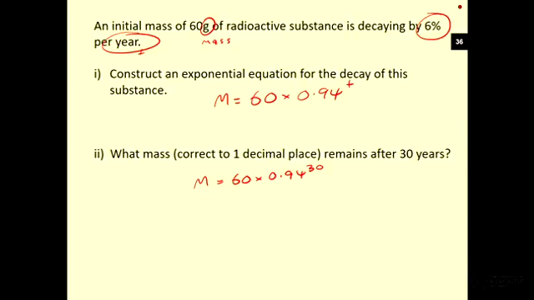I just don't want to type it that way. I just want to type in 60 times my 0.94 to the power of 30, and it tells me we're down to 9.37 blah blah blah. 9.37, 9.4. It only wants one decimal place, so the 3 followed by the 7 will round up. I always want to give any applied answer its units, so my units are grams.